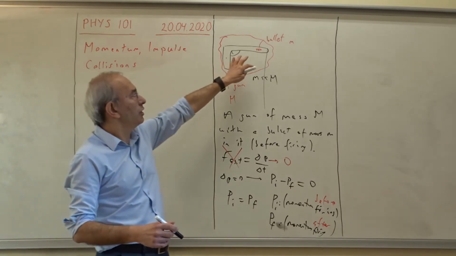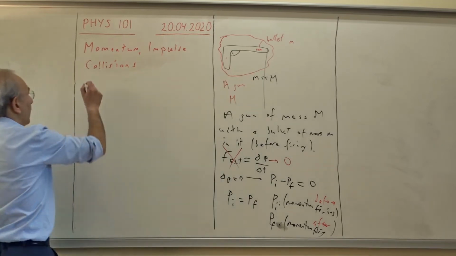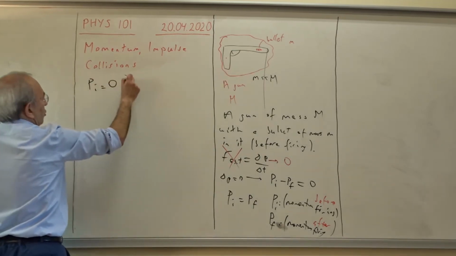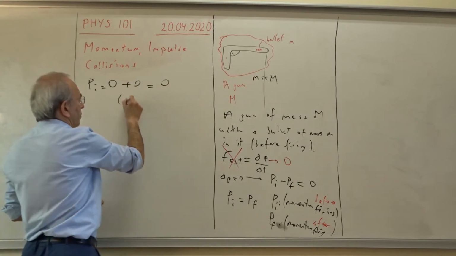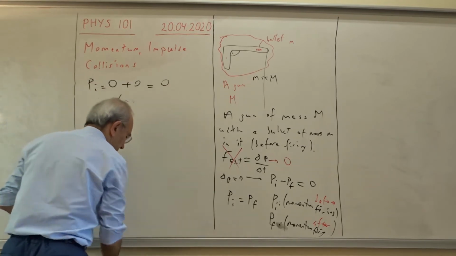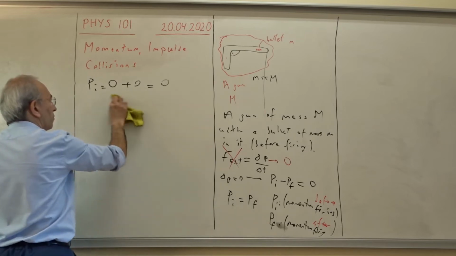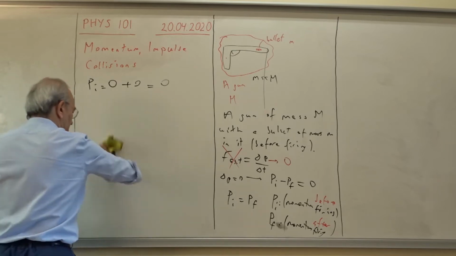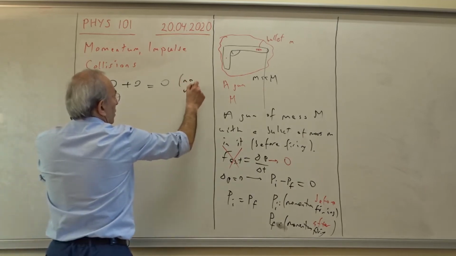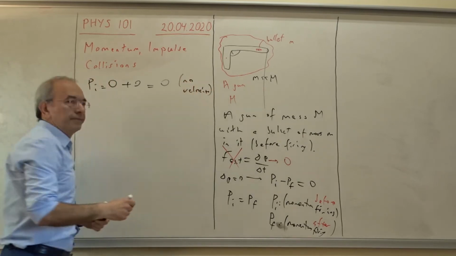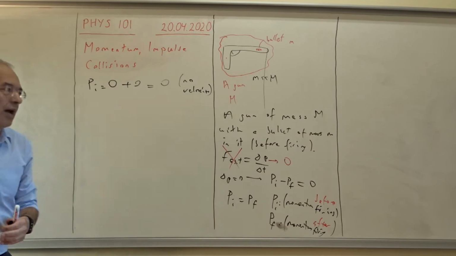No motion, no velocity in the gun or the fluid. Pi is of course 0 plus 0, which is just 0, because there's no velocity. No velocity. There is no velocity. What about Pf?